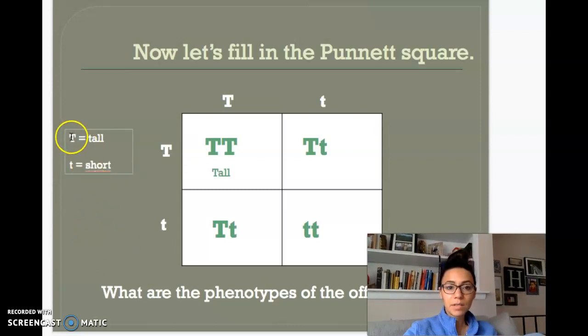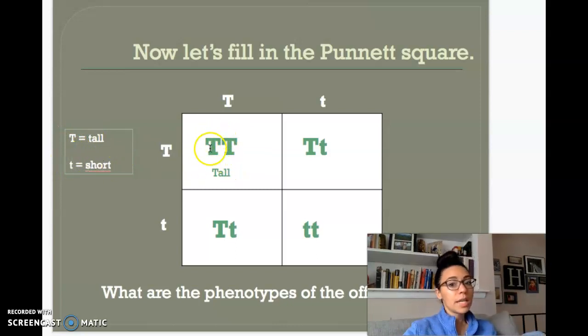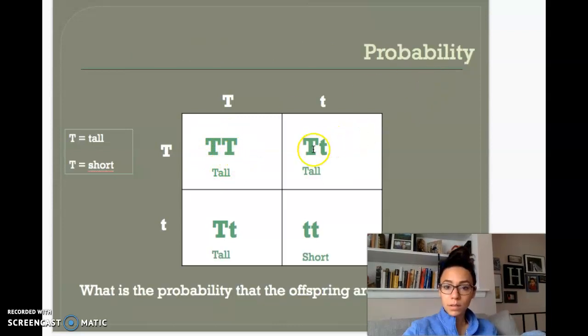Okay, remember capital T is dominant for tall, lowercase t is recessive for short. So if there's two capital T's, that offspring is going to be tall. Capital T, lowercase t will also be tall because the dominant trait for tallness is stronger than the recessive allele. Anytime there's a capital letter around, that's the one that takes over. The only time we see the recessive allele is here when there's two lowercase t's. That's the only time you can see that trait.